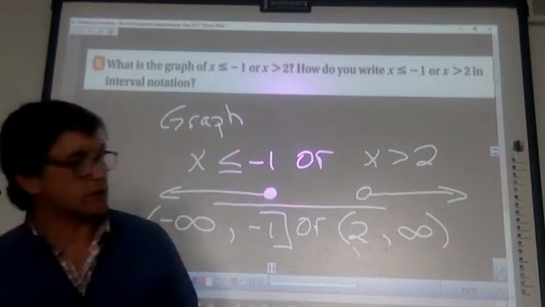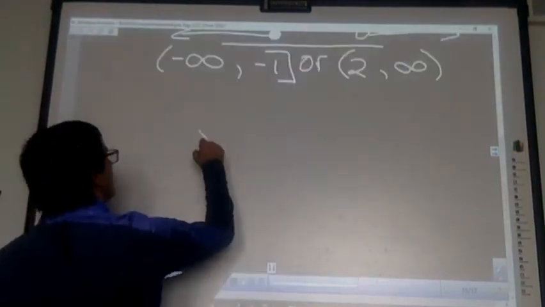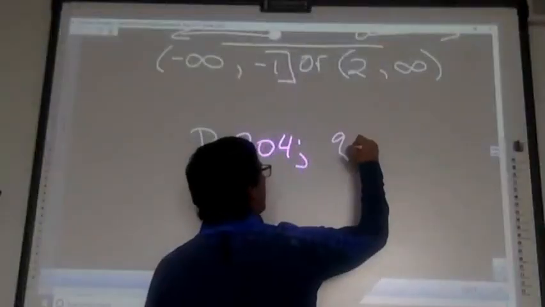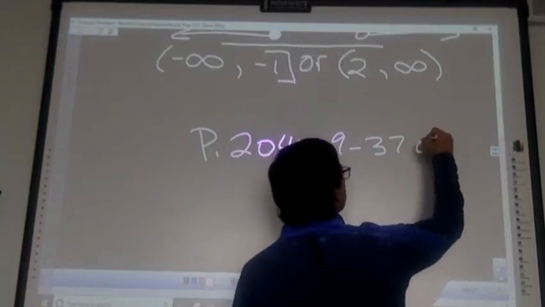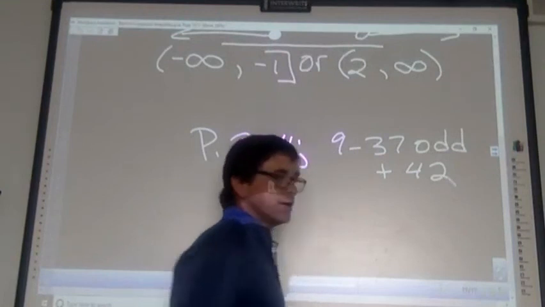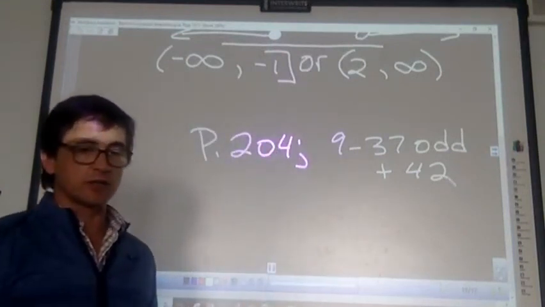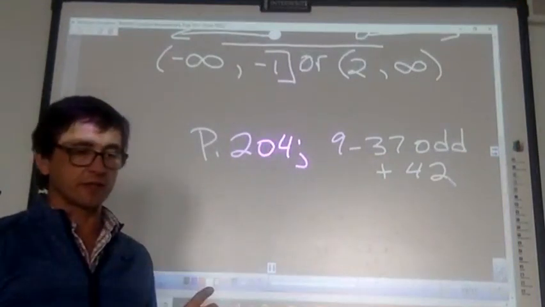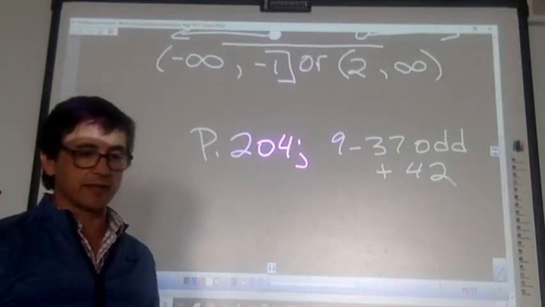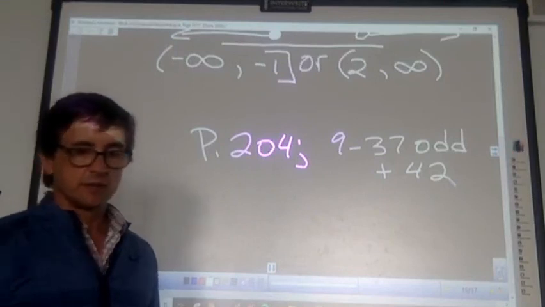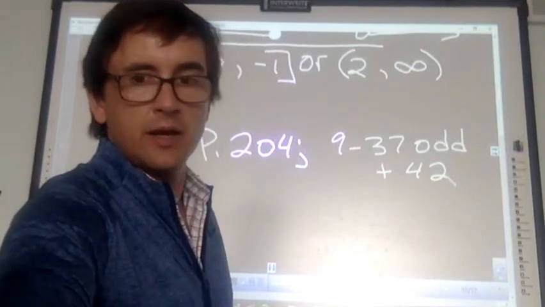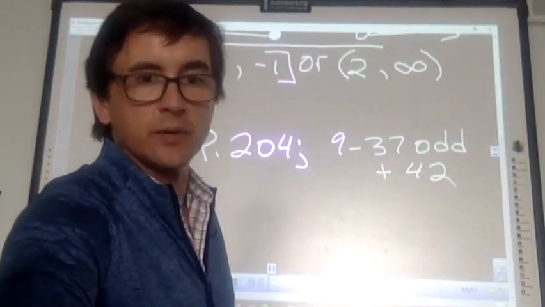Your homework is page 204, nine through 37 odd plus 42. So make sure you study that problem that has the different test scores, because you will see a problem like that on tomorrow's quiz. All right, that's all I got. You can start to work on the homework and ask me as many questions as you need.